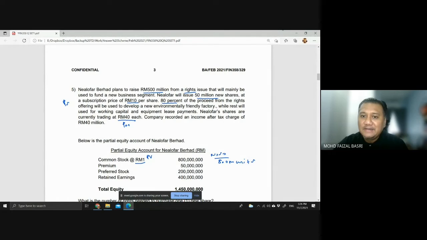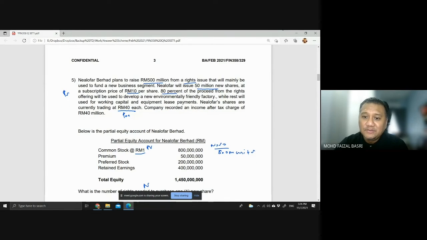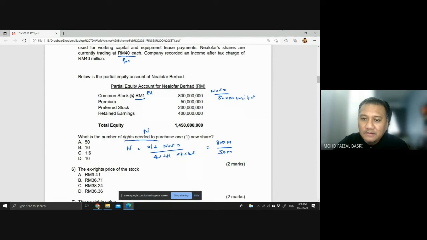Okay, tapi soalan ni dia dah bagi dah 50 million. 50 million darab 10 ringgit, we get 500 million. Right, so there will be 50 million new shares kat situ. So the additional shares adalah 50 million. Okay, 800 divided by 50, we have 16. Okay, 16 stocks lah kat sini ataupun 16 rights. So 16 adalah N. Okay, so that's how we want find N. To find N, NOSO divided by additional stock.